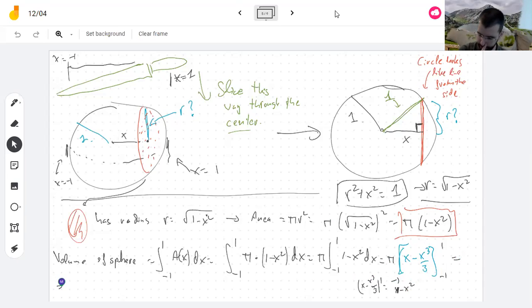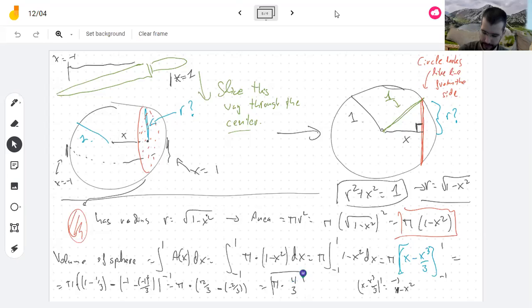So this is pi times 1 minus 1/3, minus pi times negative 1. All right, be very careful. There are so many negative signs. Negative 1 cubed divided by 3. So that's pi times 2/3 minus, and this is negative 2/3. So that is pi times 4/3, which is the volume of a sphere.